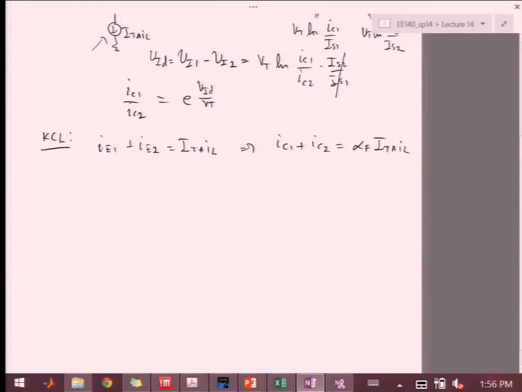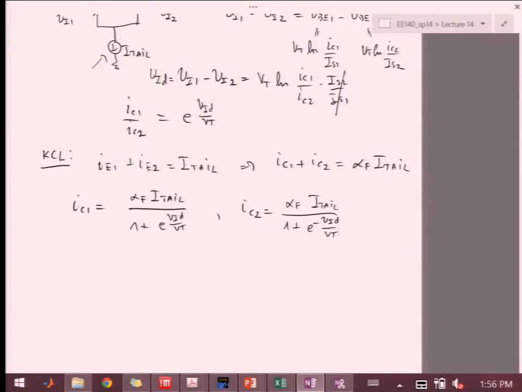And now, since I have the ratio and I have a sum, I can actually express both IC1 as [expression] over 1 plus e to the VID over VT, and then IC2 as this. Right. So what this means is, just depending on the sign of the difference, I'll have one of the two quantities go exponentially down to 0, or another one slam up to the I tail.